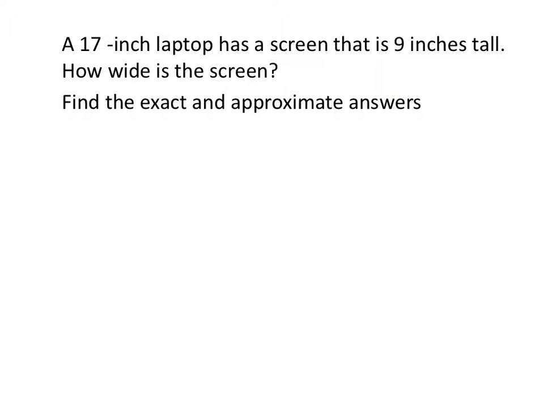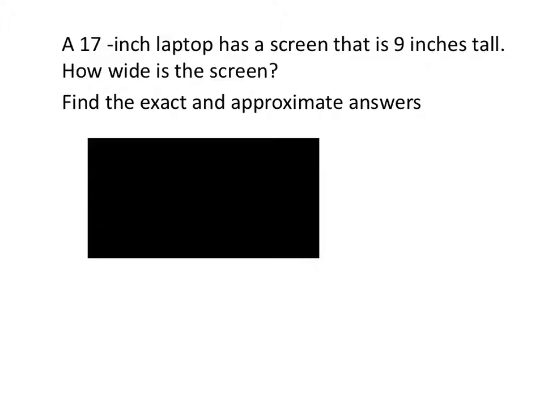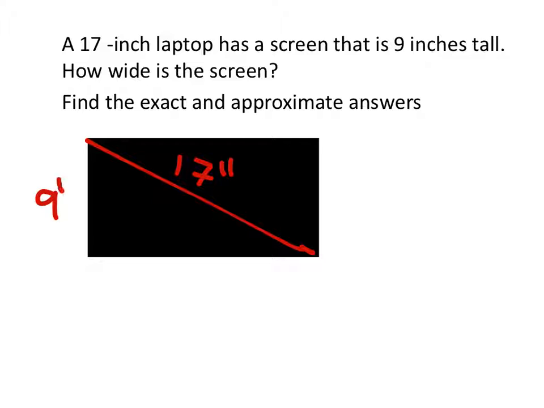A 17-inch laptop has a screen that is 9 inches tall. How wide is the screen? I'm not too familiar with these, but I understand that laptops are measured by the diagonal length right here. Very good. So that means that would be 17 inches. And it tells us that it's 9 inches tall, so we got 9 inches right here. And what we want then is the length of this, or the width of the screen right here, which we'll just call X.